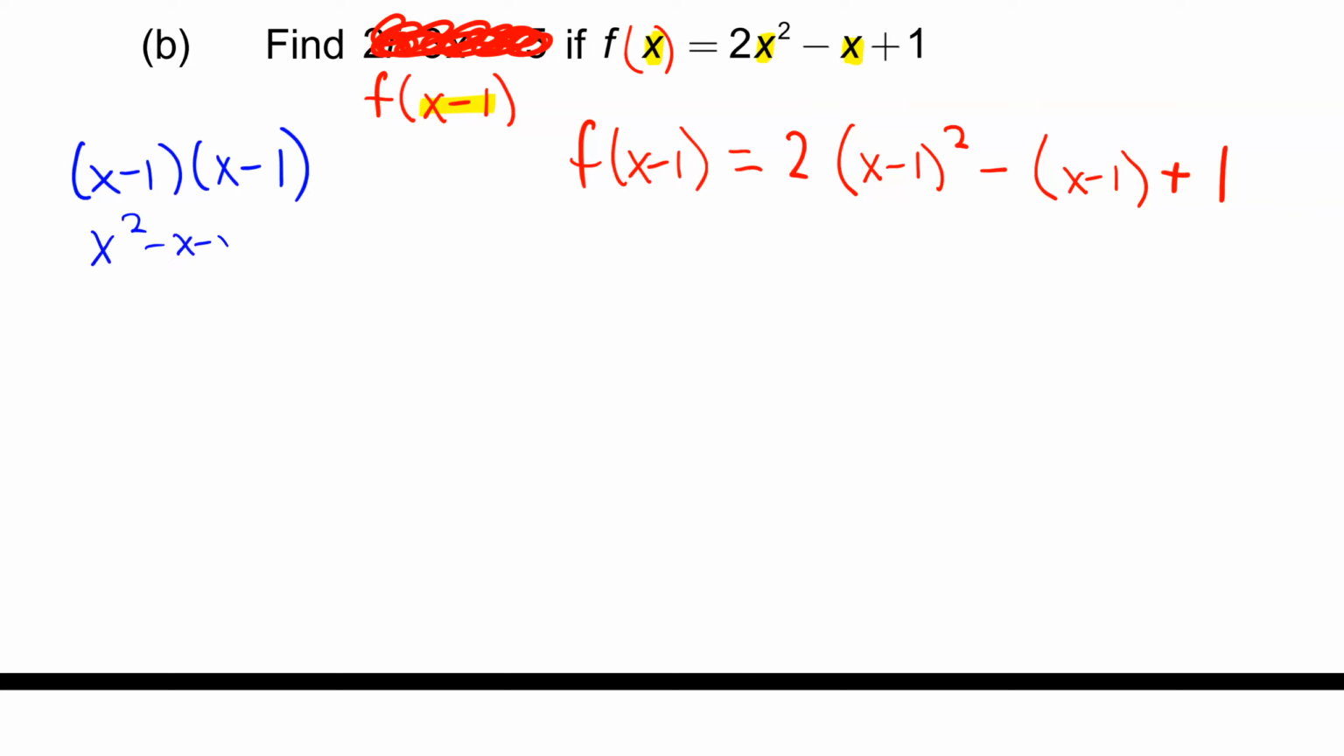X squared minus 2x plus 1. So I end up with 2 times x squared minus 2x plus 1. So that's this first part.